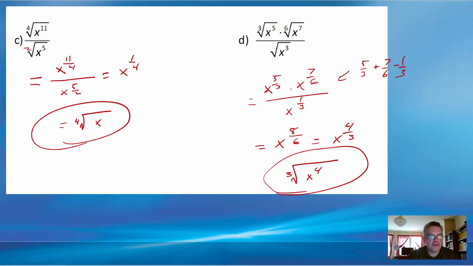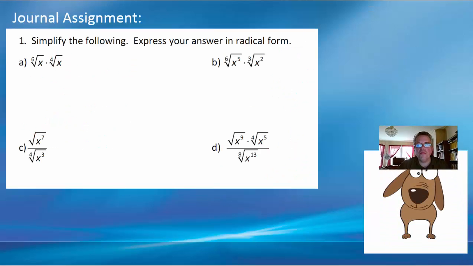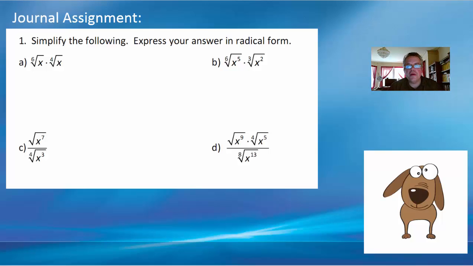Okay, time for the journal assignment. There you go, there are 4 problems like these. So you're going to simplify the following. First you're going to change them to exponents, and then either add the exponents or subtract them, whichever is appropriate, and then convert it back to radical form. Just don't forget that if it's missing an index, it's a square root. It's 2, so this is the square root of x to the 7th there. Okay, this is the square root of x to the 9th.